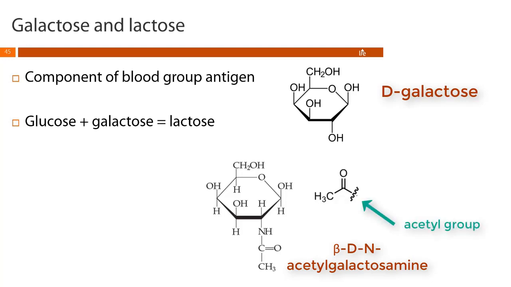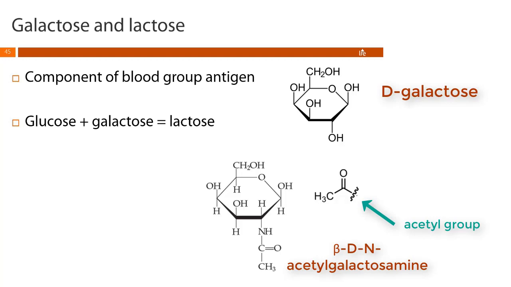Acetyl is a name that you may not have seen before. An acetyl group is this structure right here, where you have a carbonyl attached to a methyl group. So that means N-acetylgalactosamine is a galactose that's been converted into an amino sugar, and then we formed an amide by attaching an acetyl group at position N.